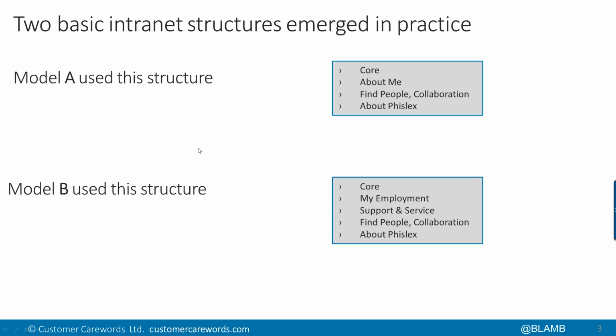The other structure that came out of the work of various people in the Customer Care Awards Partnership was a variant. It had 3 similar elements: the core, the Find People, the About, but it split the About Me type tasks into 2 sets of tasks: the My Employment tasks, getting paid, going on holiday, and then another set of tasks that were all about support and service at work. So say you had a device and you wanted to get support or help with it.